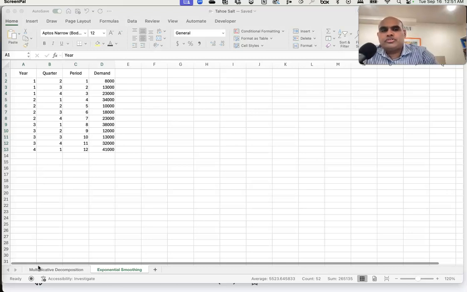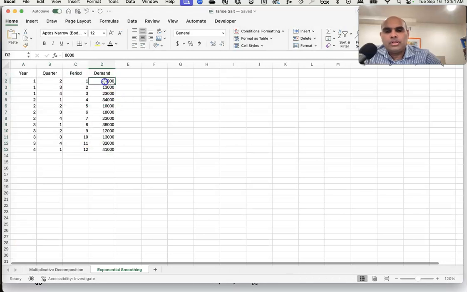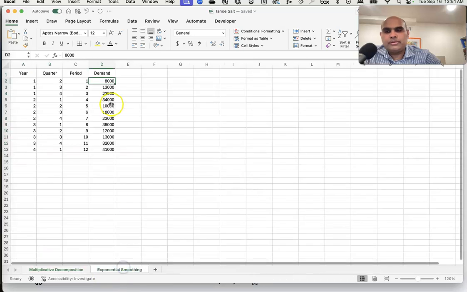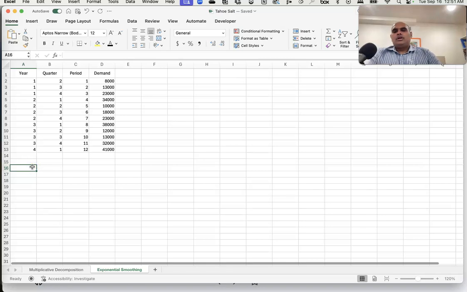So the simple exponential smoothing method does not consider trend or seasonality, and it's only useful when demand is essentially level. In this case, demand is not. We know that this is the data that we used in multiplicative decomposition. This is the Tahoe salt data right here. So we know that it has trend and seasonality, but let's see how it works. So to do this, we need a number called alpha.